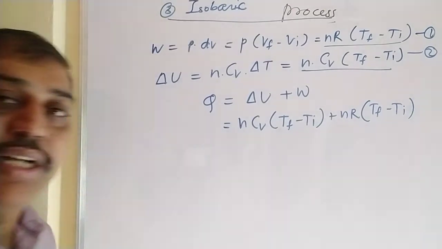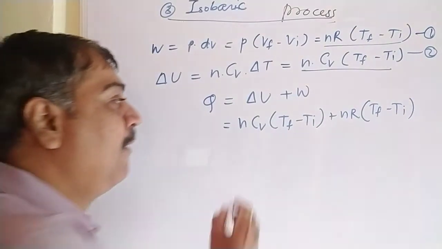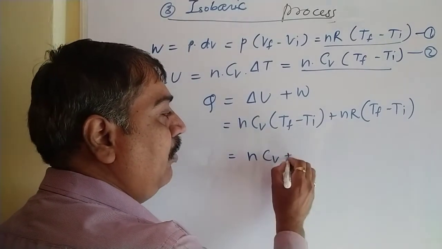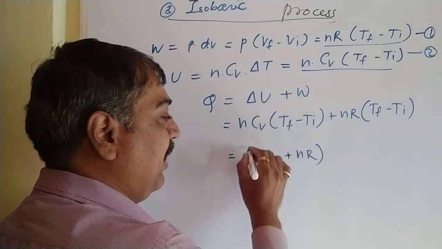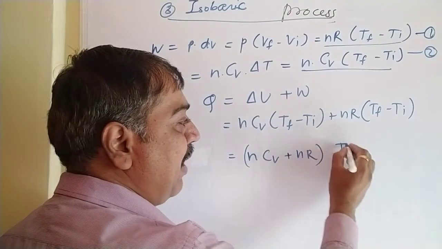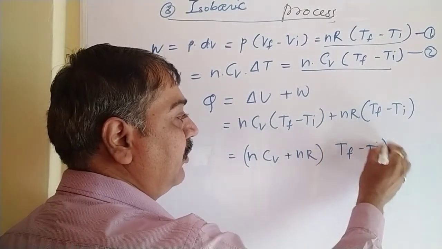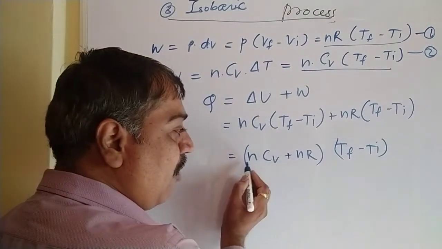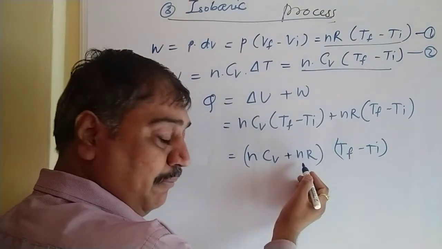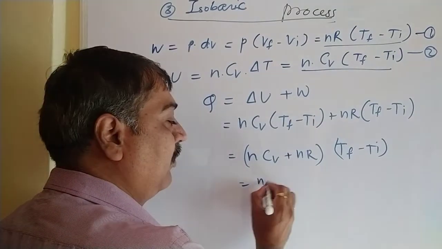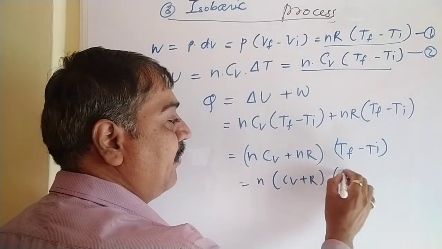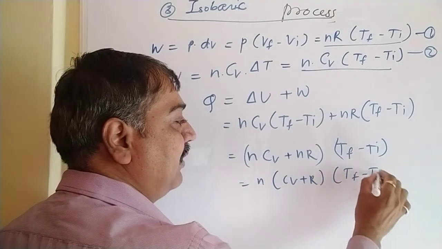In both the equations, Tf minus Ti is common. So you can write this as n into Cv plus nR in one bracket, and take this Tf minus Ti common in another bracket. Is that clear? Again here, if you take n common, you can write Cv plus R in the bracket, with Tf minus Ti as it is.